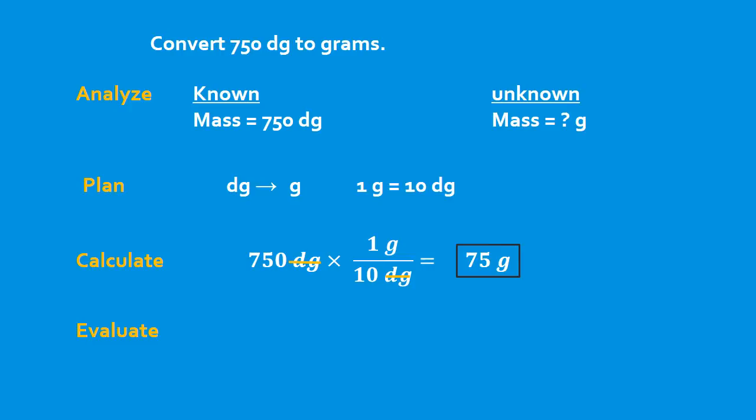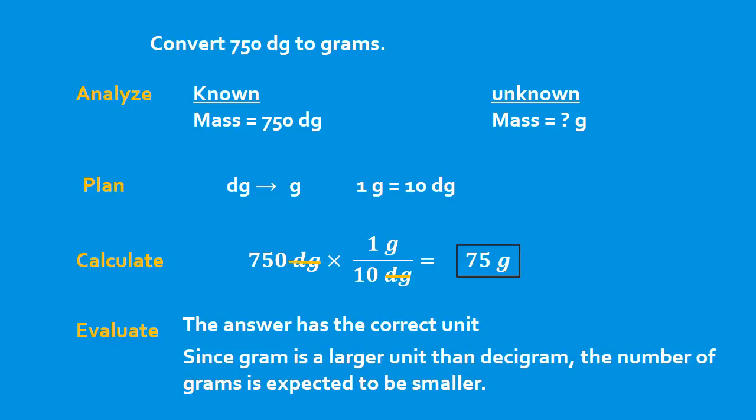Now we're going to evaluate our answer. First of all, the answer has the correct unit, so that's good. Then we know that the gram is a larger unit than decigram. The number of grams we expect should be smaller than the number of decigrams, and we do have that, so that makes logical sense.